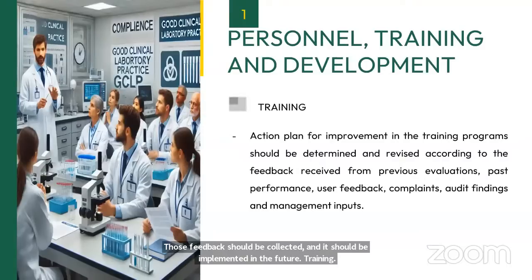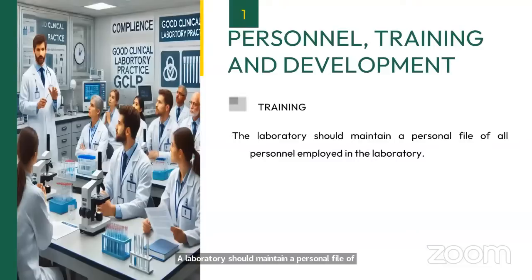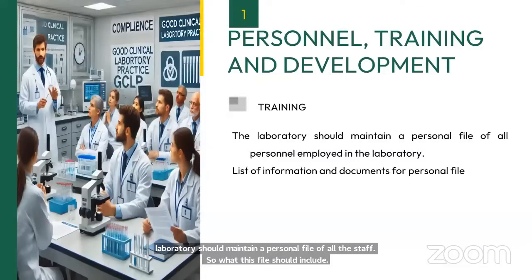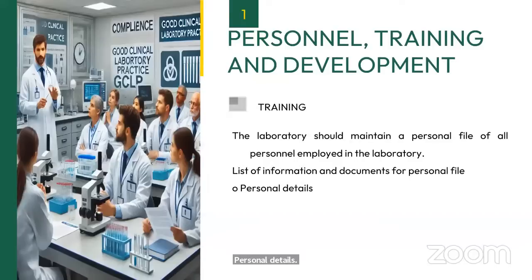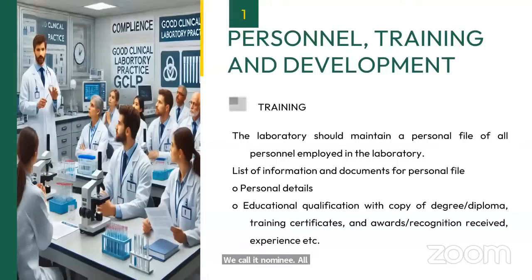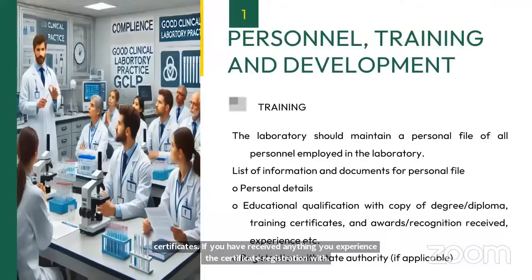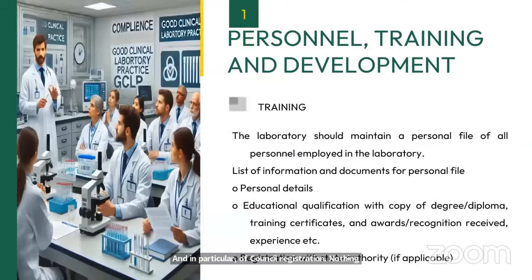A laboratory should maintain a personal file of all the staff. So what should this personal file include? Personal details like your name, address, age, your spouse's name or immediate nominees. All those details should be recorded. Educational copies with degrees, diplomas, training certificates, awards, recognition if you have received anything, your experience certificates, registration with state authority if applicable. So any medical council, paramedical council, or nursing council registration is required. If it is applicable, copies of those registrations should be retained.